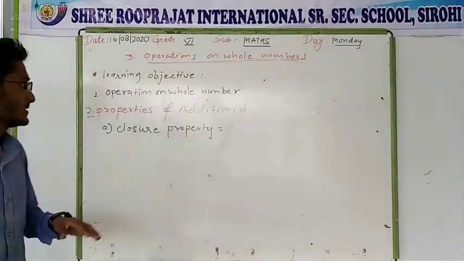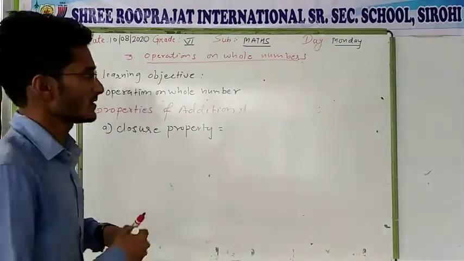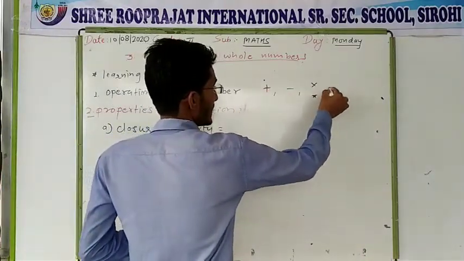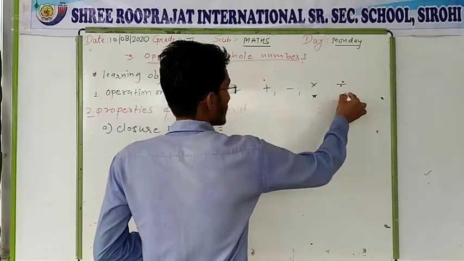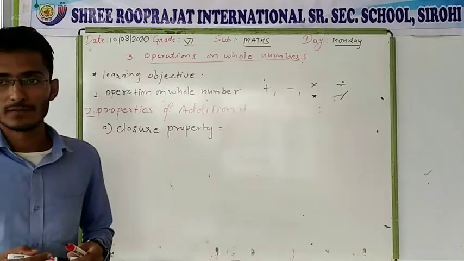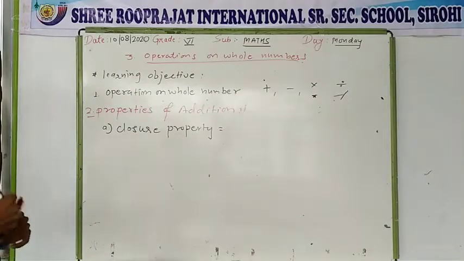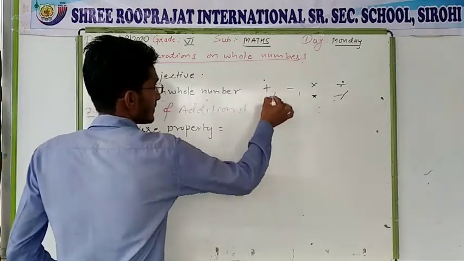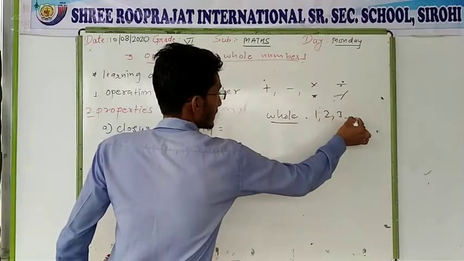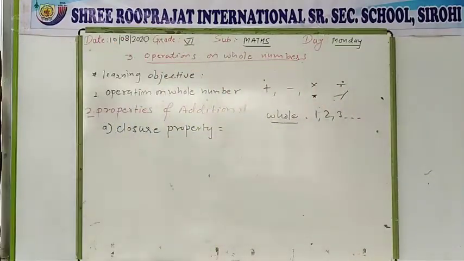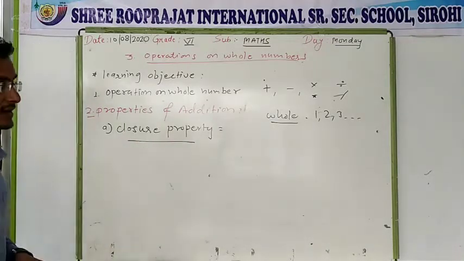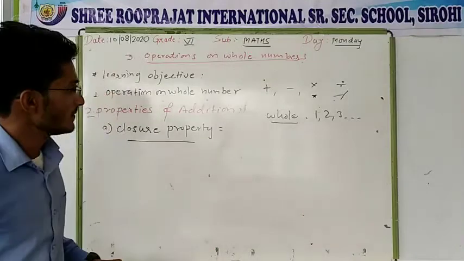So first, operations on whole numbers: we already talked that we will do addition, subtraction, multiplication and division. Next one, properties of addition. The first property is the closure property. As we know, the whole numbers start with 1, 2, 3 and so on. We can write many more.